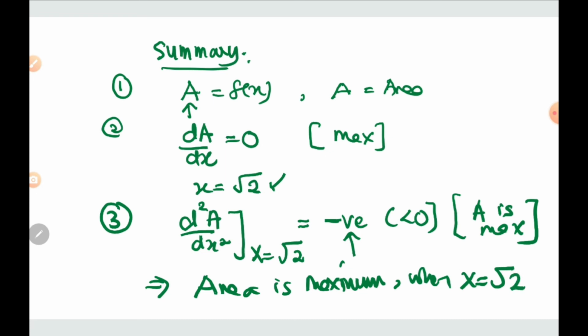Okay, that's all I want to share with you. You have to proceed until the second derivative here. Okay, you cannot stop only at the first derivative. Please proceed until the second derivative and show that you will get the second derivative is negative. Thank you.